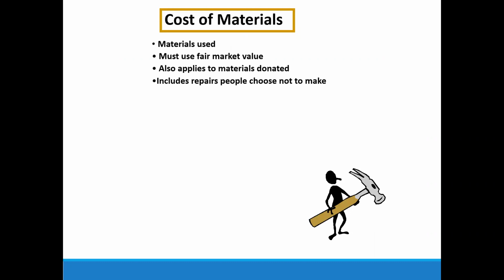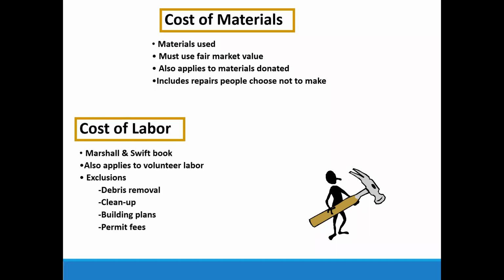And as far as damage, we're talking about the cost of materials, the fair market value for costs of supplies, and that might vary geographically. There are Marshall and Swift books and residential cost estimation guides that you can buy, or you can ask the tax assessor. Someone in your community might already have some of these books that you can borrow because they are pretty expensive. And the cost of labor also includes volunteer labor.